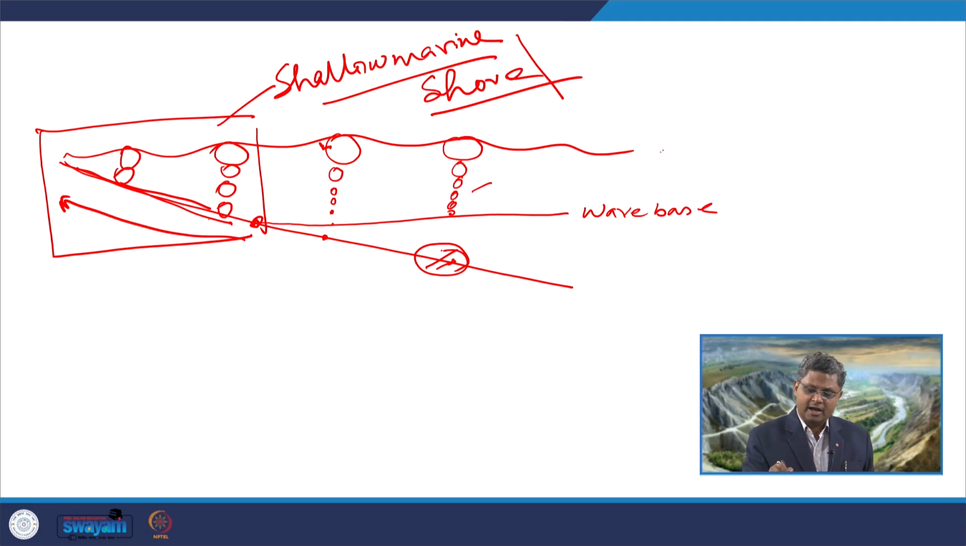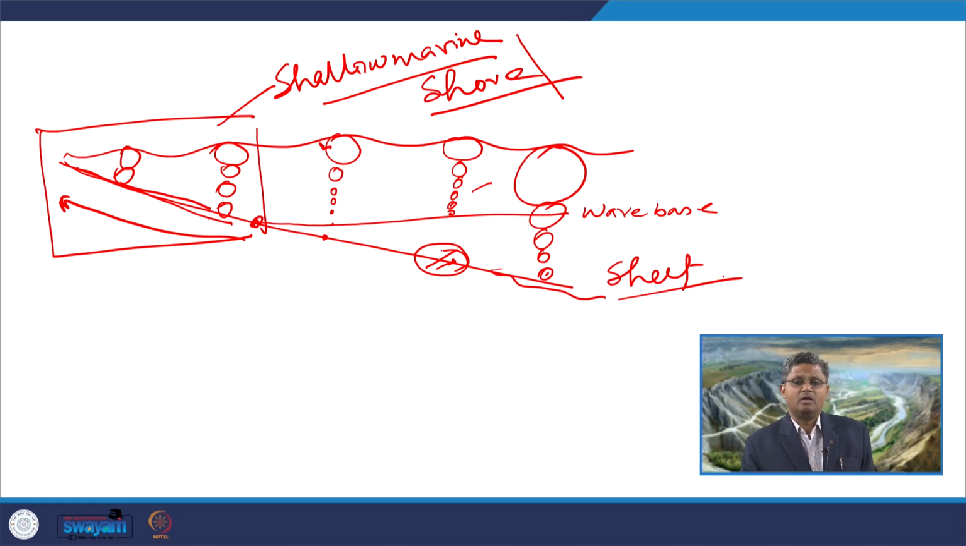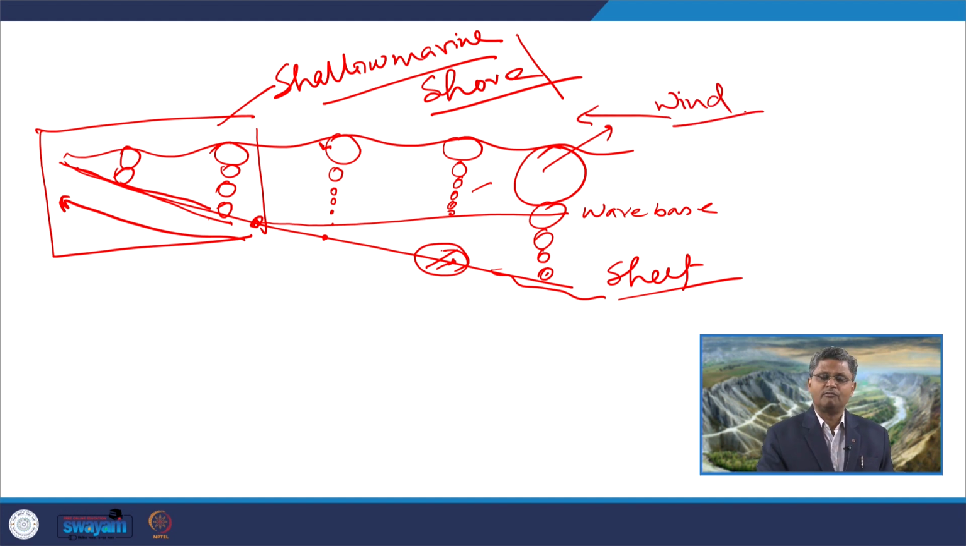Now, if a high energy storm is coming, which has a much larger wave vortex, it will die out at a much deeper depth and it will affect the substrate over here, maybe in the shelf area. So, how much scouring will take place will depend on the energy of the wave, and the energy of the wave is controlled by the wind, the drag of the wind. So, if the drag is high, if the wind pressure is high, we will get a much larger wave vortex, which we call a storm.